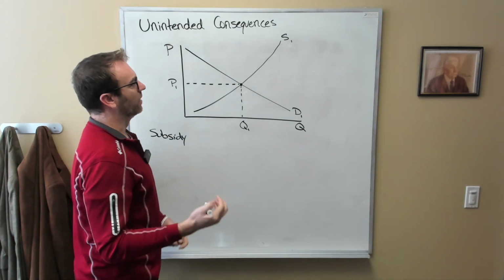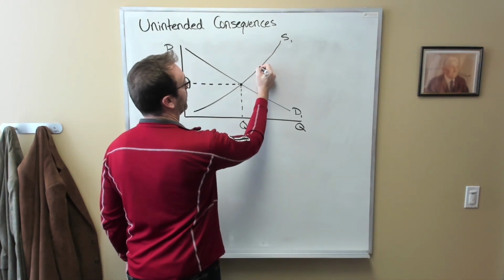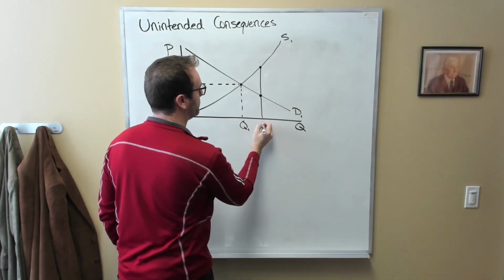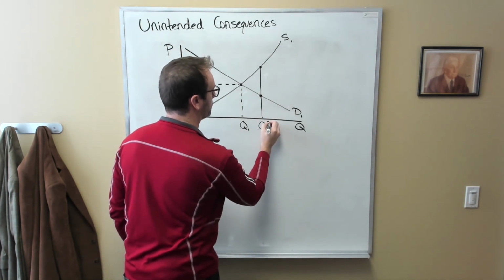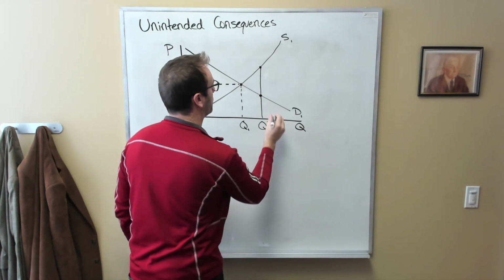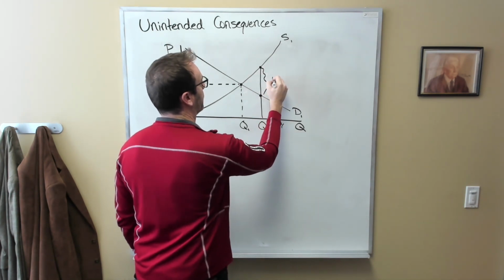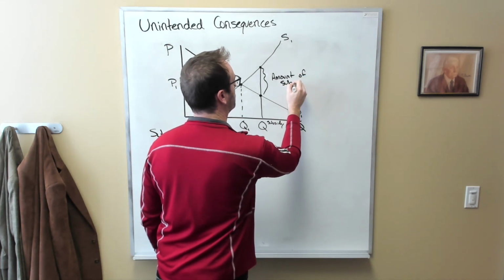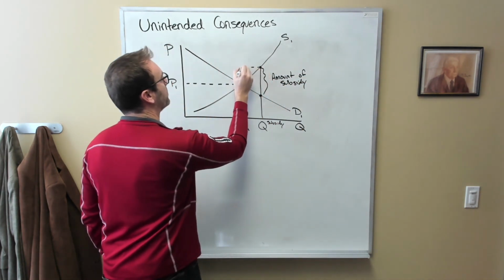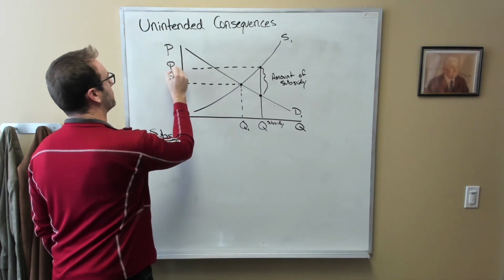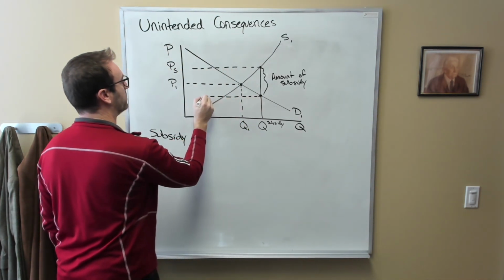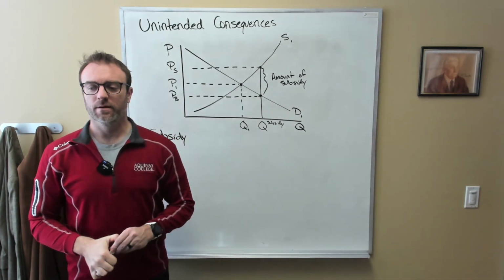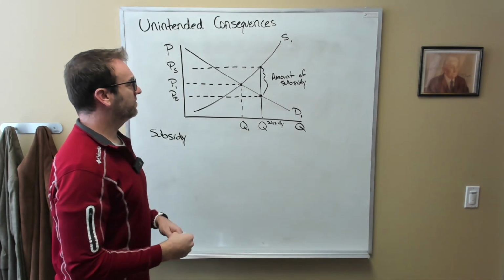So what we can think about is a wedge being over here on the right-hand side. And this wedge, we'll call this Q subsidy, would be equal to the amount of the subsidy. And this price over here, this would be the price that the sellers receive, and this would be the price that the buyers actually pay. Okay? Now, what's wrong with this picture?